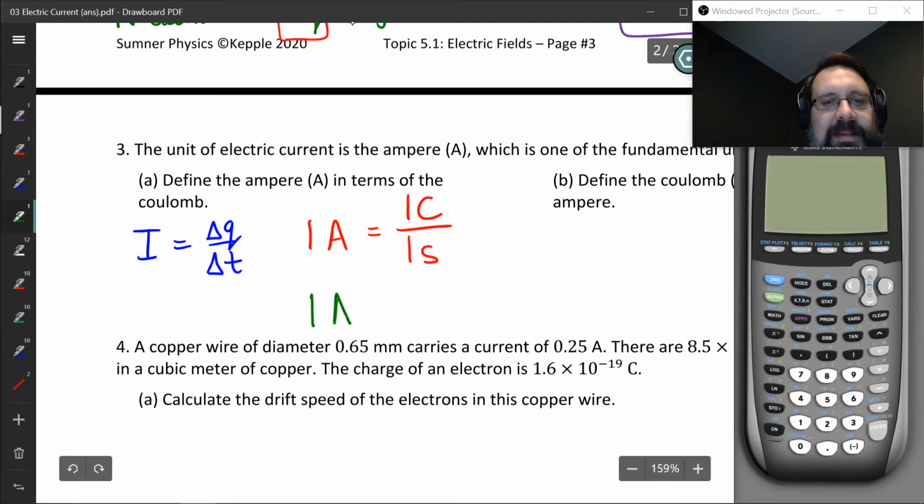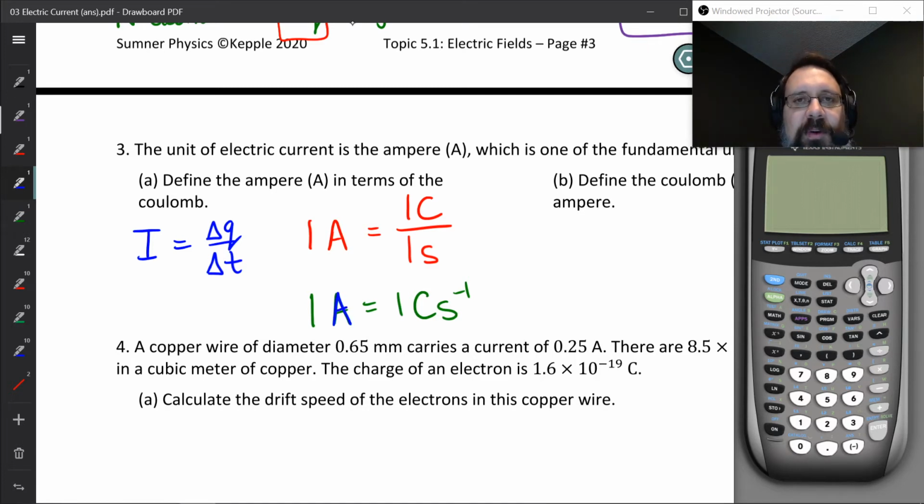So an ampere is defined as a coulomb per second. But the ampere is the actual SI unit. We don't use coulombs. Coulomb is not an SI unit. Ampere is the SI unit.